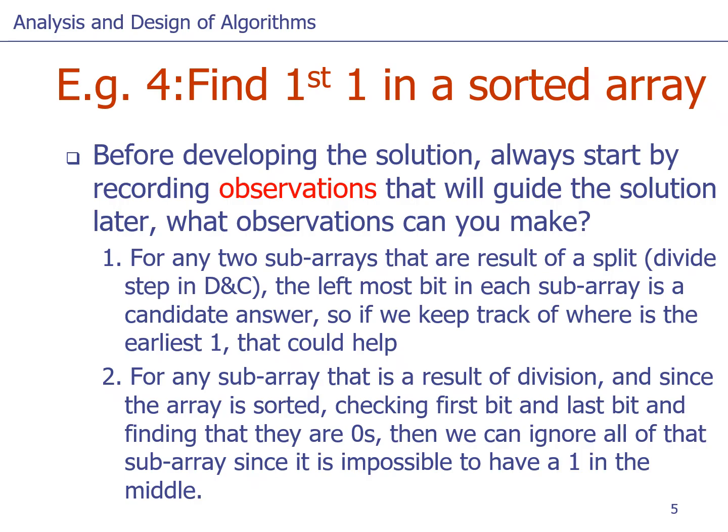So let me read it. It says, the first observation: for any two subarrays that are a result of a split, the leftmost bit in each subarray is a candidate answer. So if we keep track of where is the earliest one, that could help. What is that saying? I'm going to split the array. I know, because this is how divide and conquer works. So I say I'm going to pick the value in the middle, the bit in the middle. Now, I have the left subarray and the right subarray. What should I do? And what I should do is related to what are my observations. I'm looking for the first one. So let's say the array on the left are zeros.